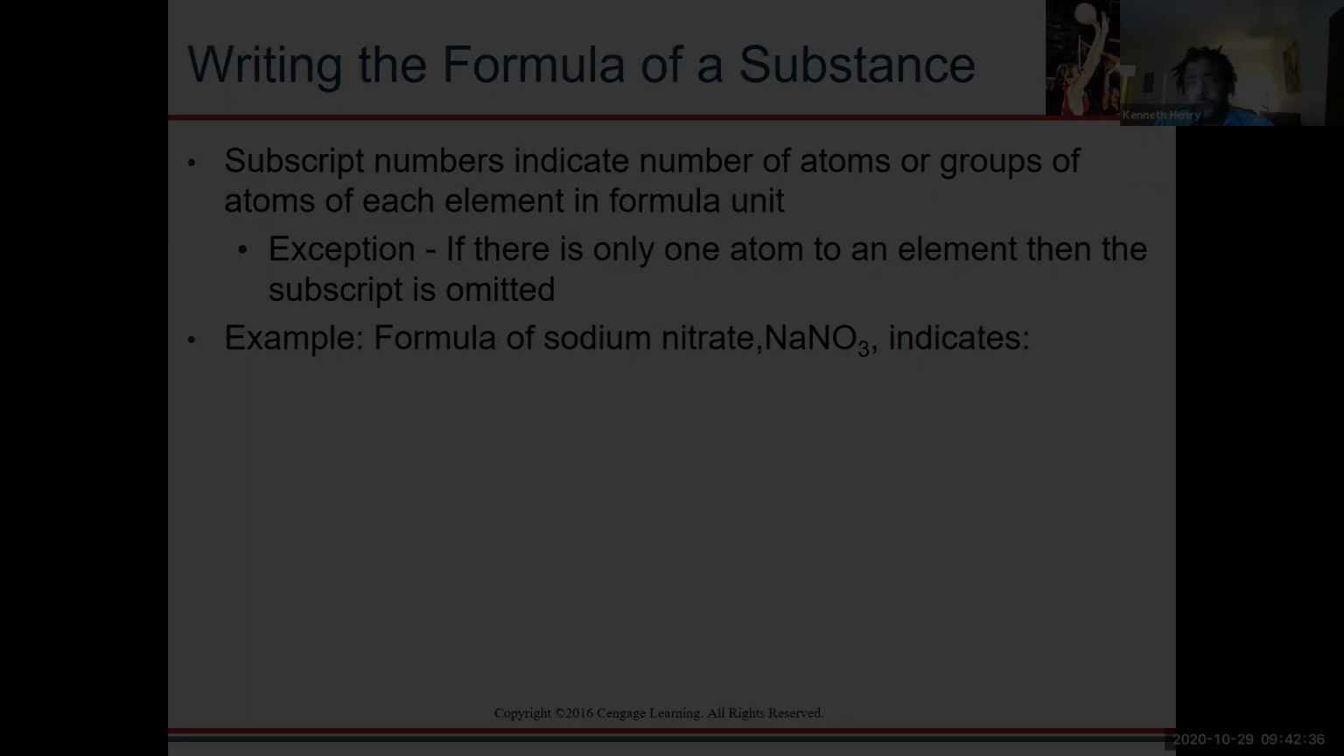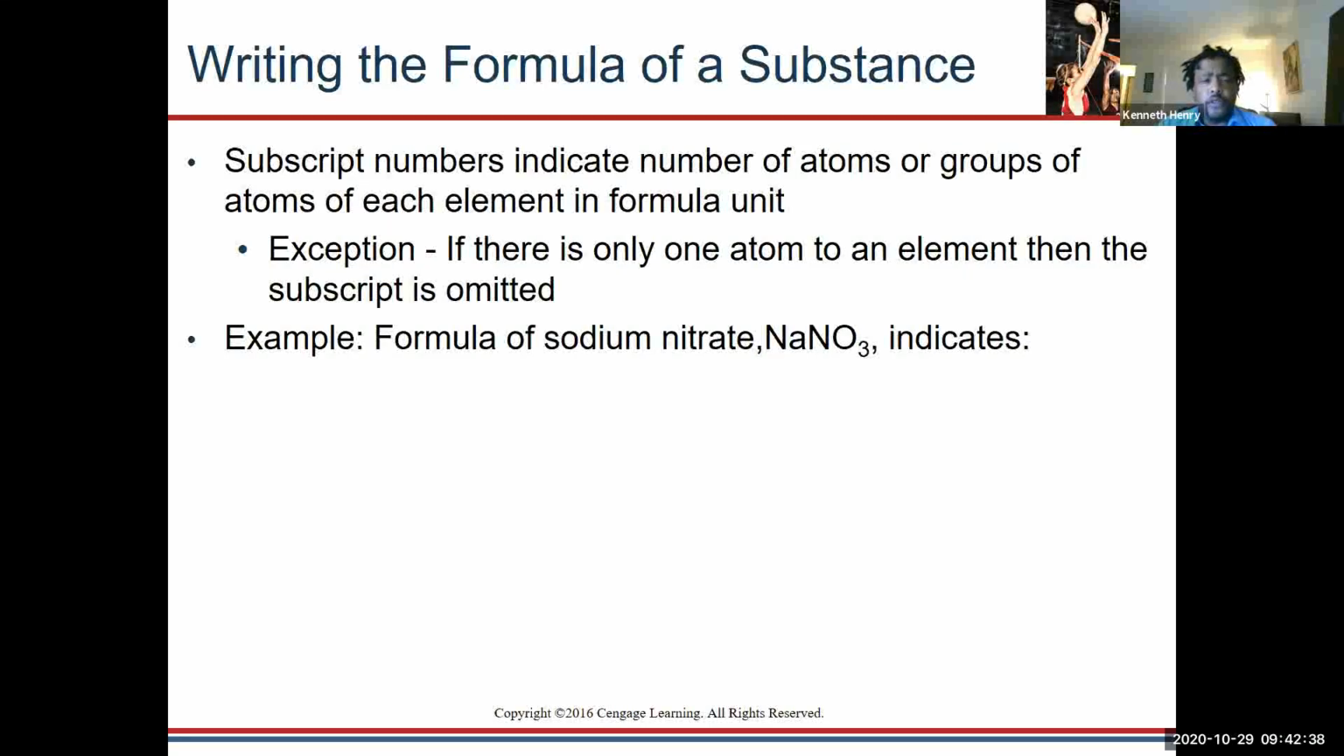Okay, so when we talk about a chemical formula, if we were talking about sodium nitrate, you know what the chemical formula of sodium nitrate looks like. You can sit there and write it on a piece of paper. We know it's NaNO3, right?